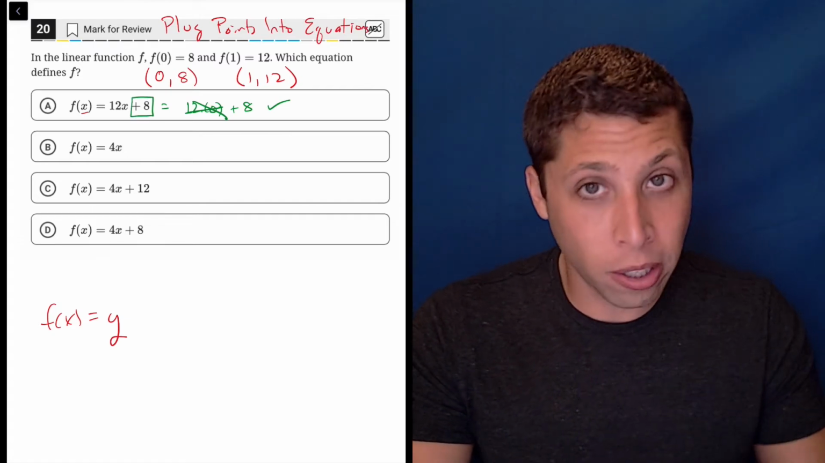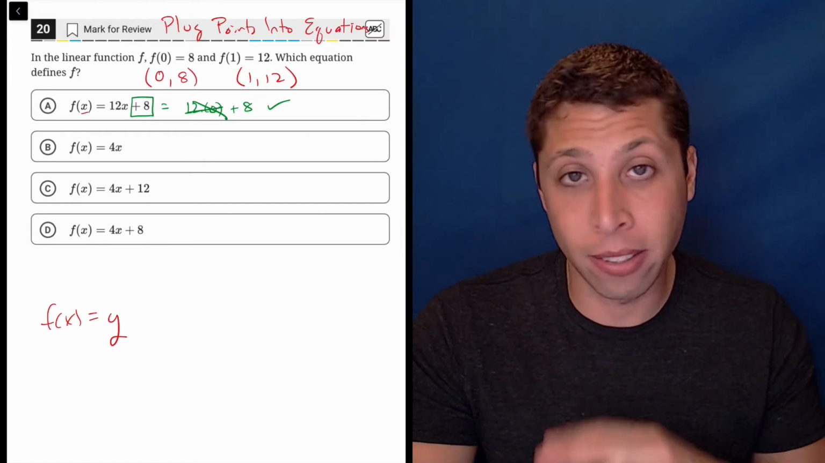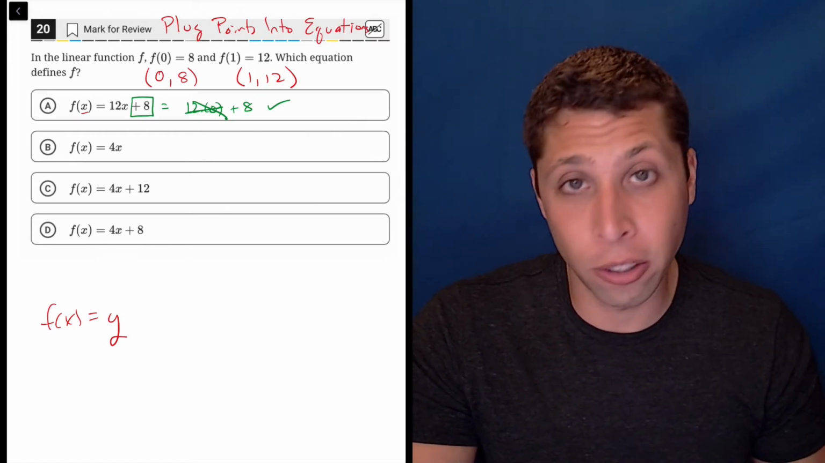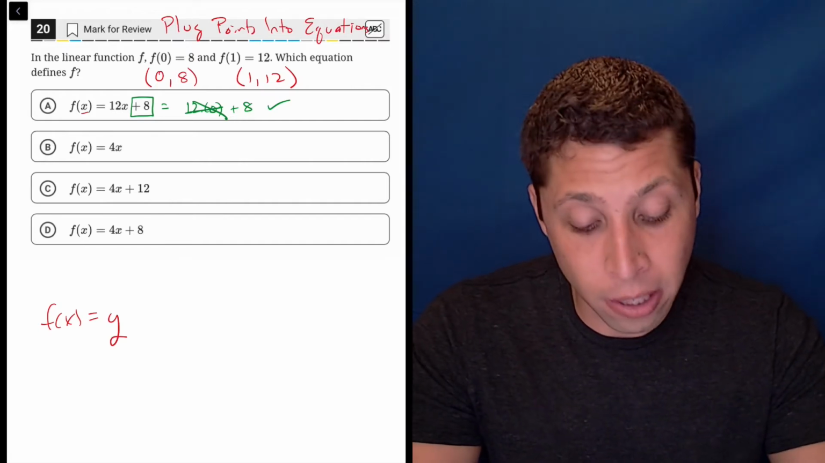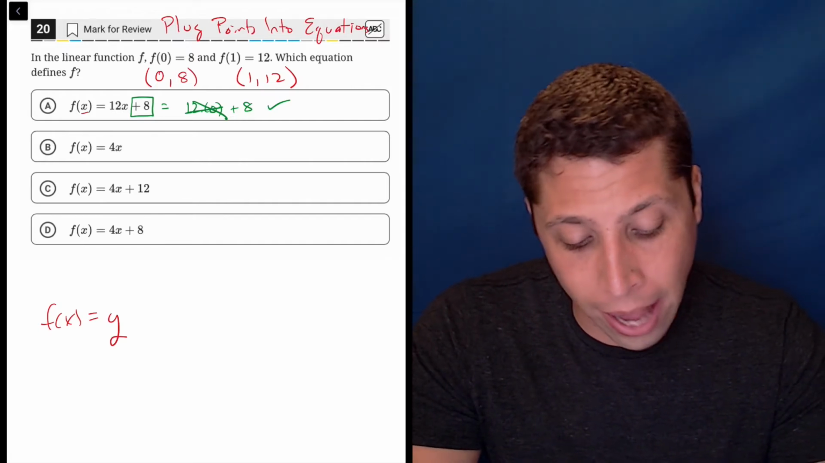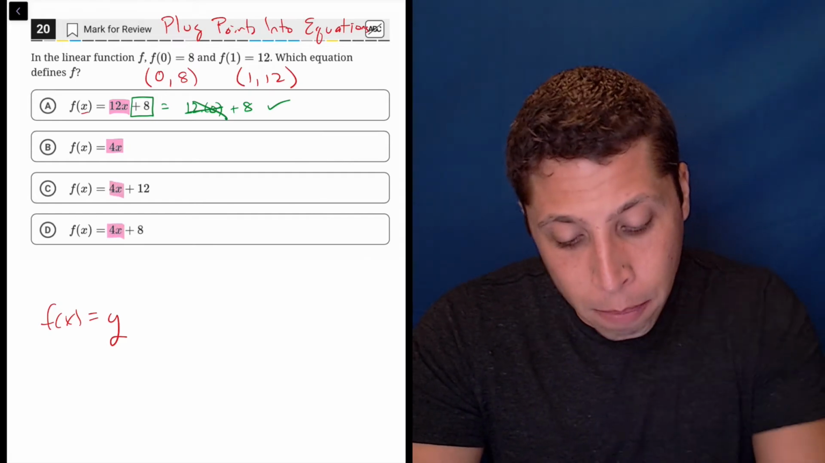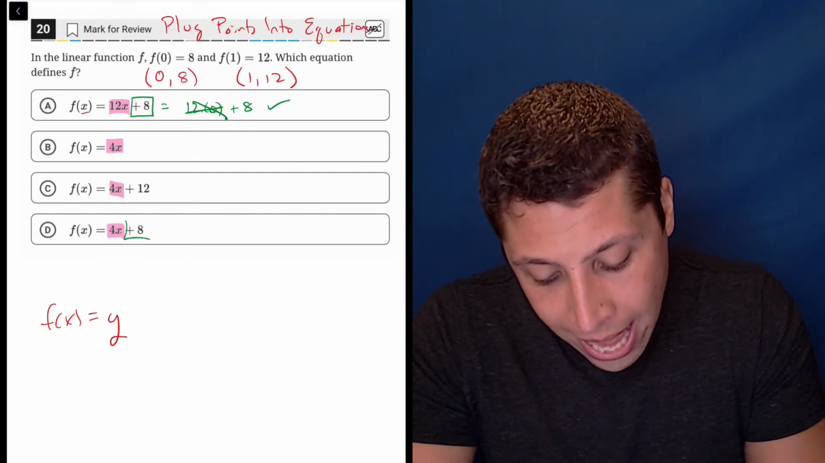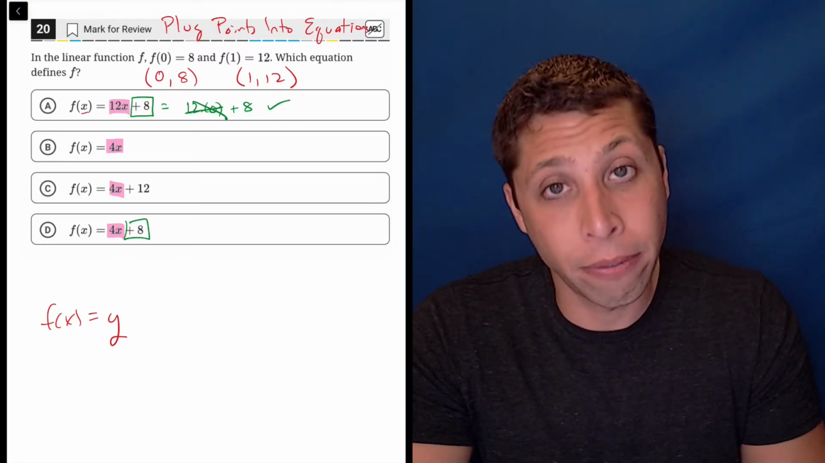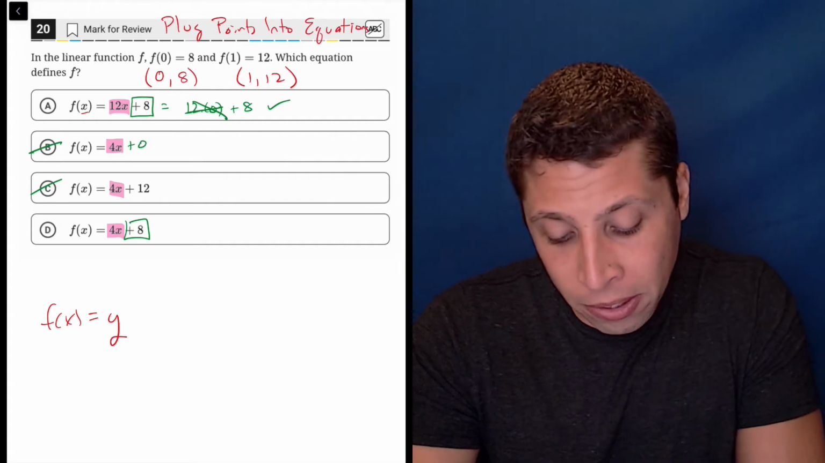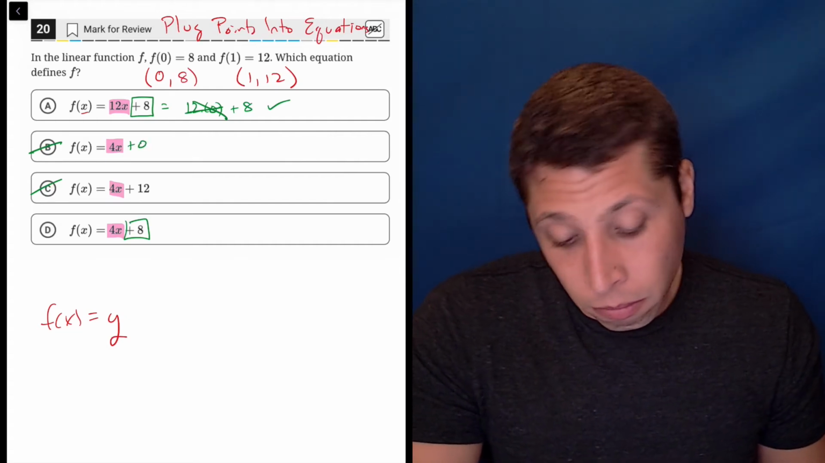Now this works because we have no exponents, no weird x's in weird places. So we can just look at each of these equations now, and if we plugged in 0, anything attached to it would go away. So we'd lose the 12x, the 4x, the 4x, the 4x. Meaning only choices A and D fit that first point. We know B and C are wrong. This would be 0. So we should try the next point.